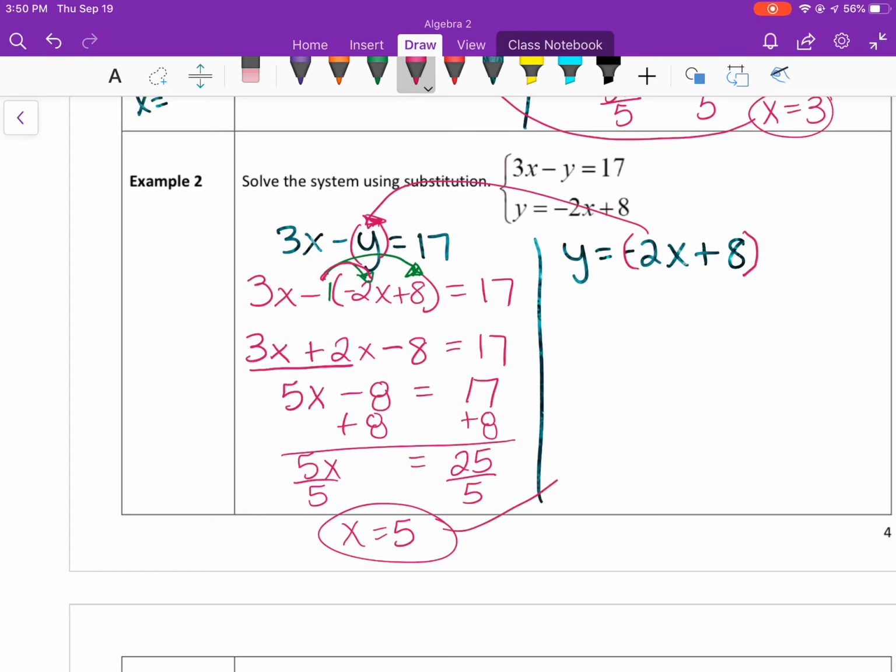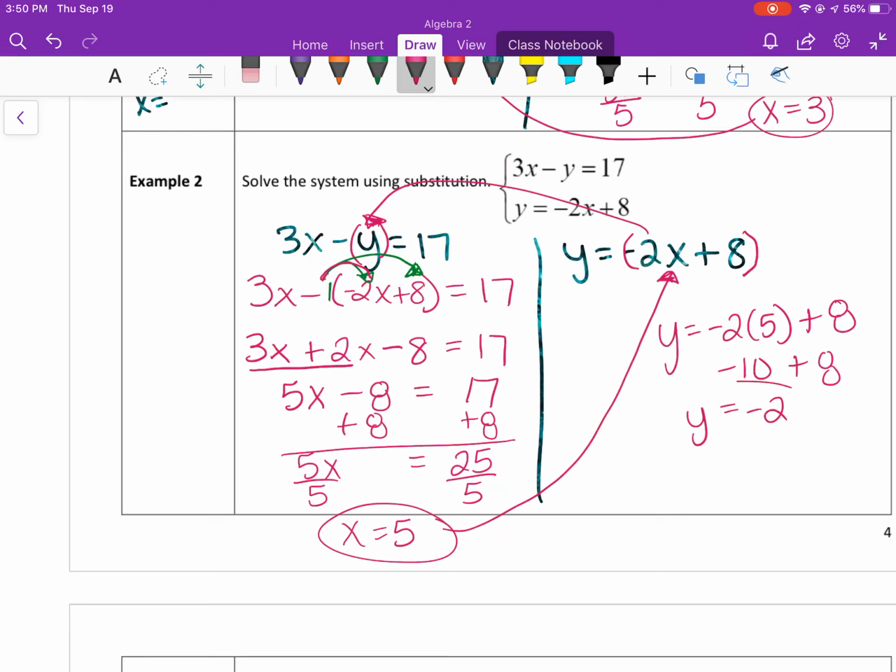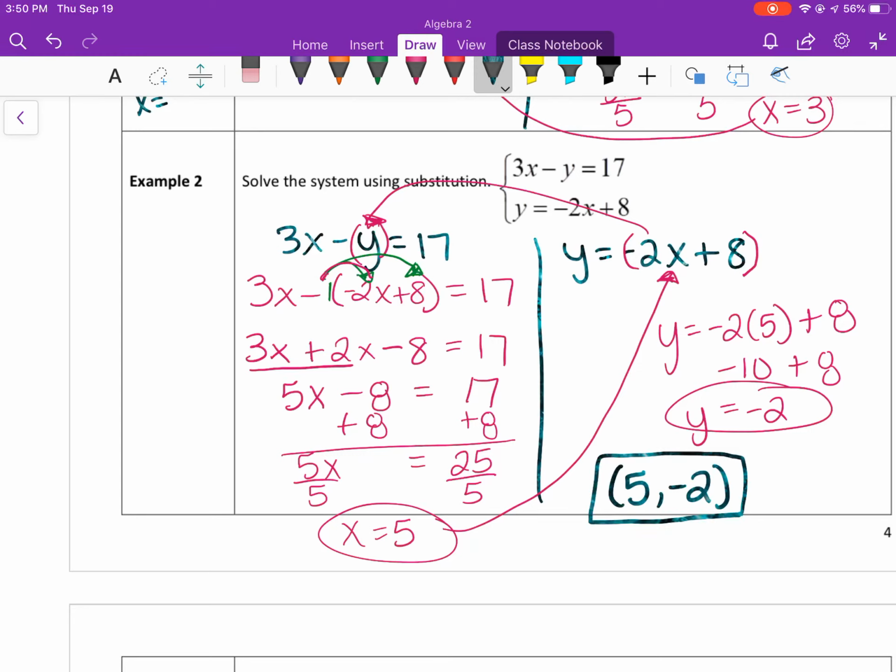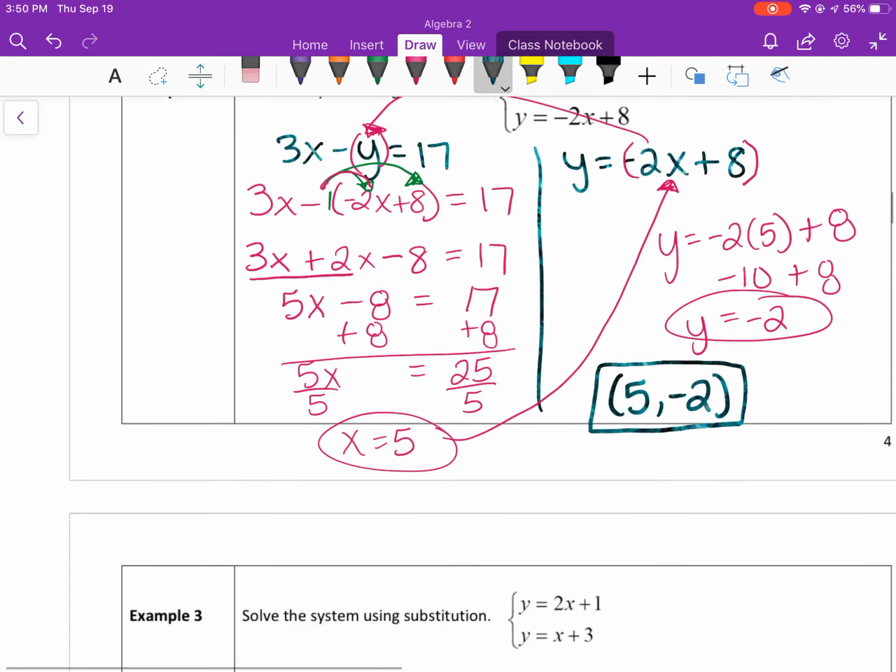Take that x equals 5 and plug it back into the equation on the right side. So it'd be negative 2, substituting 5 in for x, negative 2 times 5 plus 8, be negative 10 plus 8, which equals negative 2. So then we have (5, -2). And that's our solution. We want to write it as an ordered pair. Make sure you have parentheses.